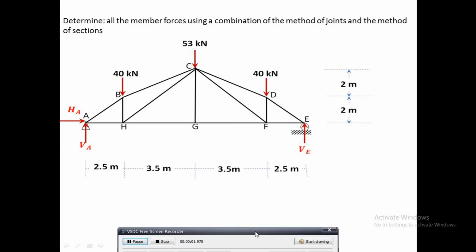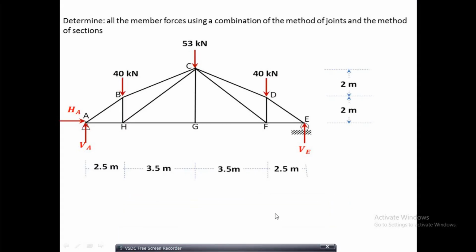Yung illustrative problem number 3 dun sa notes ninyo. Determine all the member forces using a combination of the method of joints and the method of sections for this truss. So again, very first thing you have to do is to determine the support reactions. So I take summation of moments at E. Again, if you take summation of moments, choose a point wherein kung maaaring magzi-zero out yung ibang mga nodes.